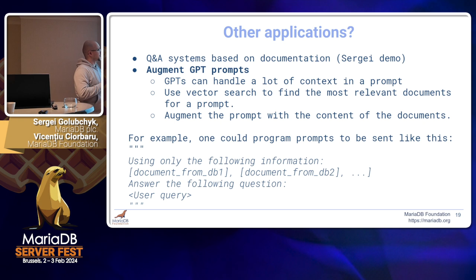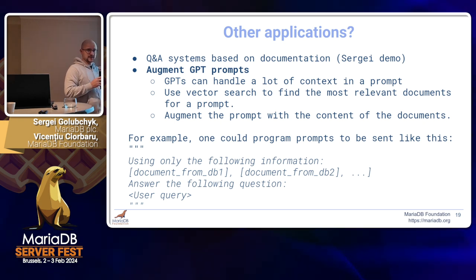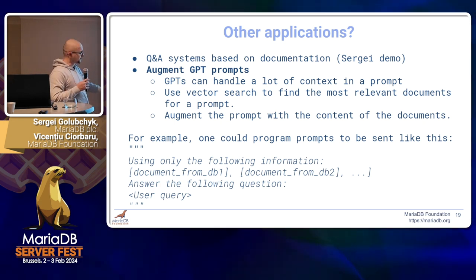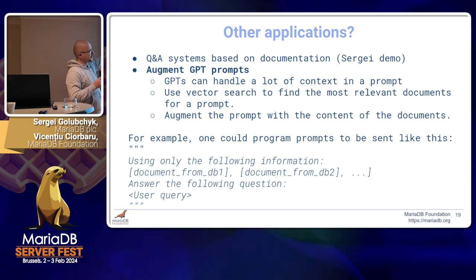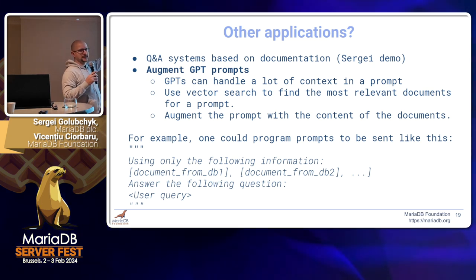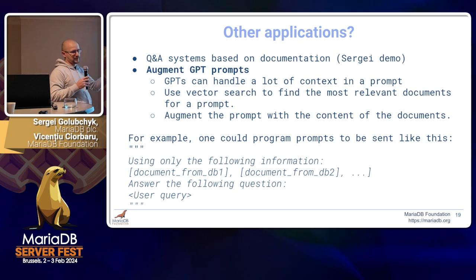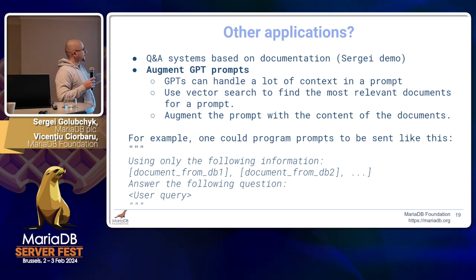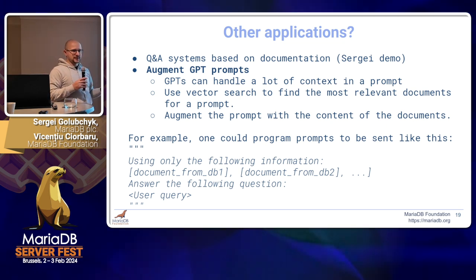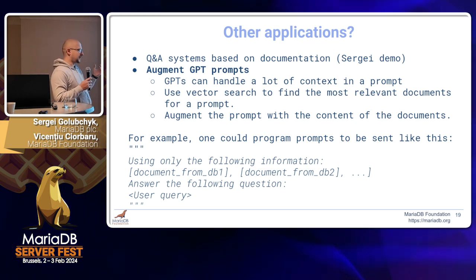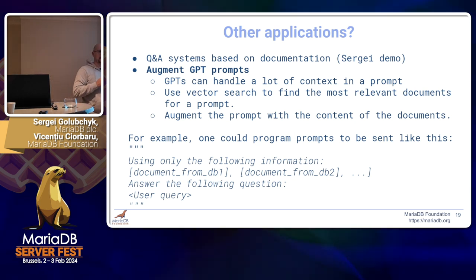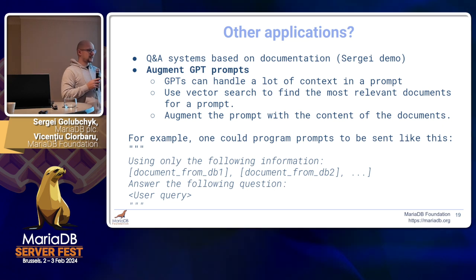Other applications, like Q&A systems, are what Sergei will be demoing. But another one, and this is where the confusion starts when people talk about generative AI, is that you can use vector search to augment what you pass to what is now most popular, ChatGPT, in order to get a better response.